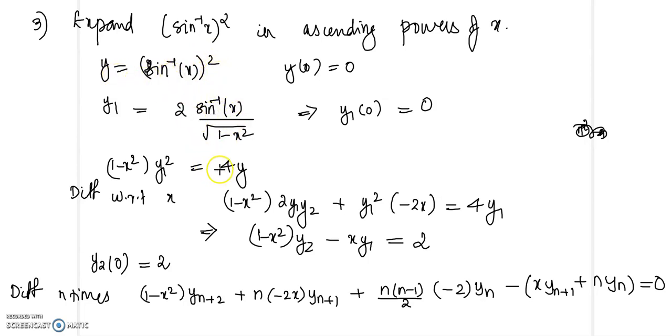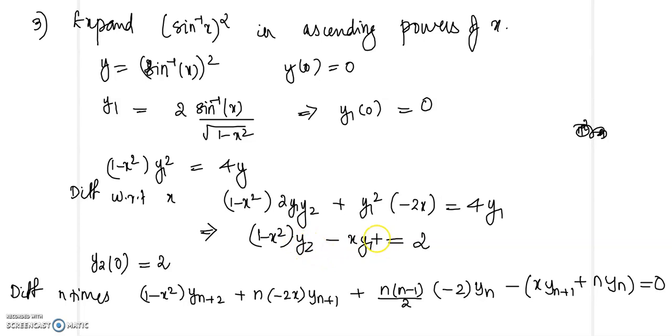That will be equal to y. So, we will get 4y. Now, let us take the derivative once again. So, we will get 1 minus x square, 2 y1 y2 plus y1 square minus 2x equal to 4 y1. But 2 y1 will cancel out. So, we will get 1 minus x square y2 minus x y1 equal to 2. So, now we can find out y2 of 0 from this one.